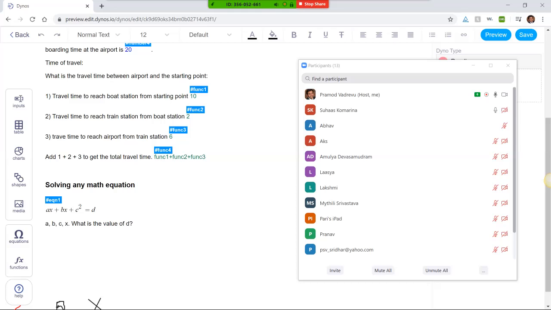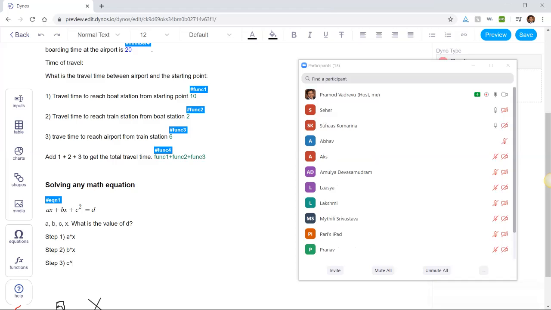Suhas? So as a step one, if we have to do multiple steps, can you calculate what AX is? Yeah. And step 2, we can calculate what bx is, B times x, right? Yes. And step 3 is what? C squared. C squared, right?